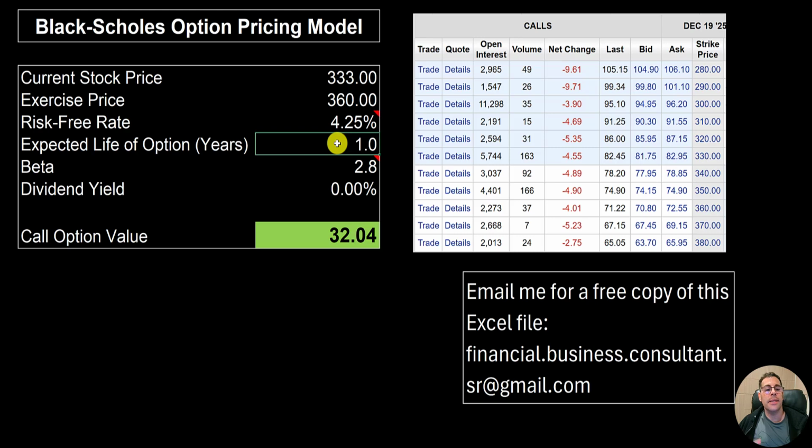The next cell is the expected life of the option, and this is in years, so it's roughly 1 year. That's why I picked December. If you want to go out 6 months, say until May or June of 2025, just change this to 0.5.